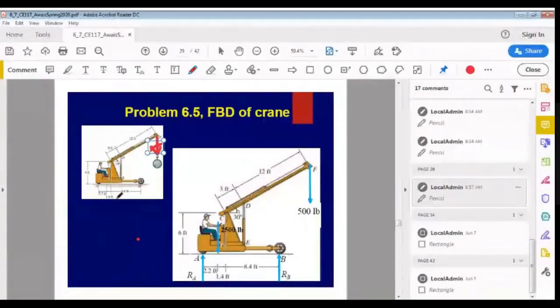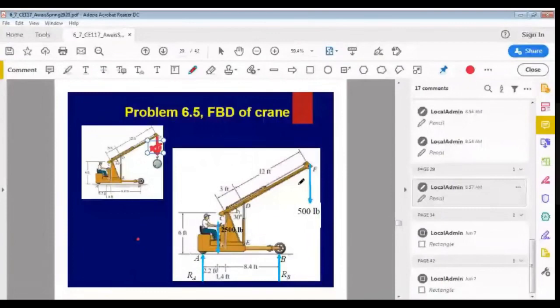And center of gravity is also shown in the figure. It's with the letter G. So the weight of this crane acts through the center of gravity. So this is the free body diagram of this crane. So I have shown the applied load as well as the reaction forces.